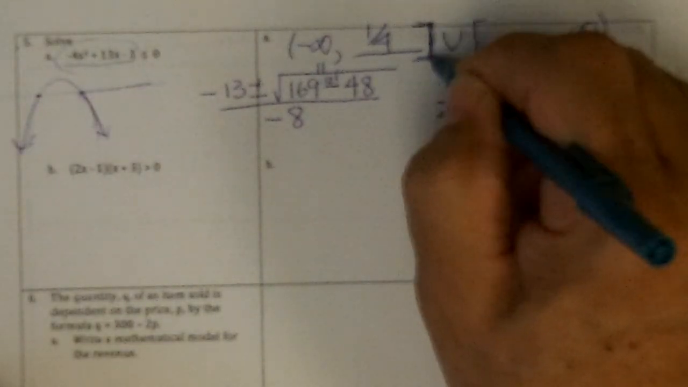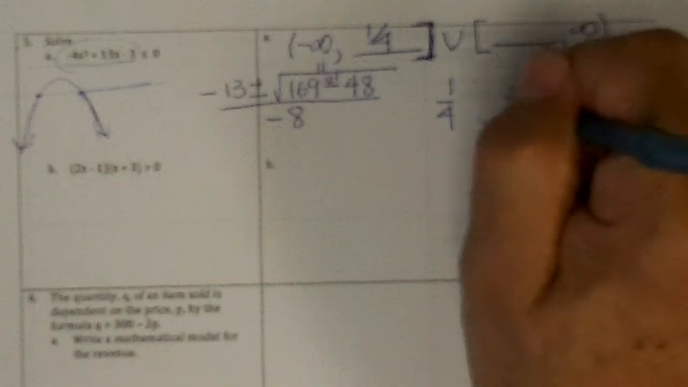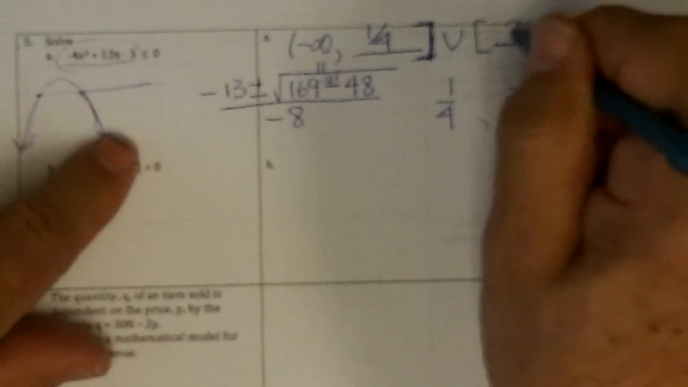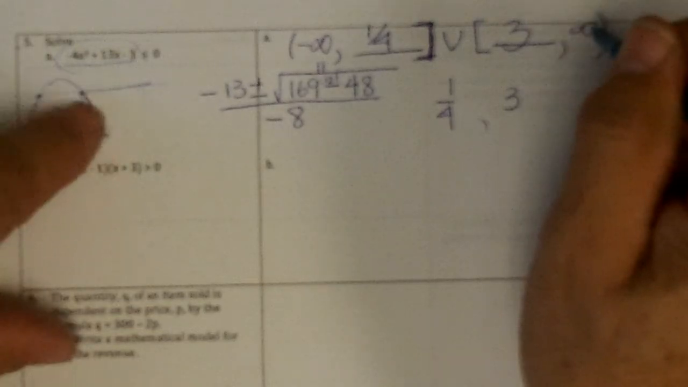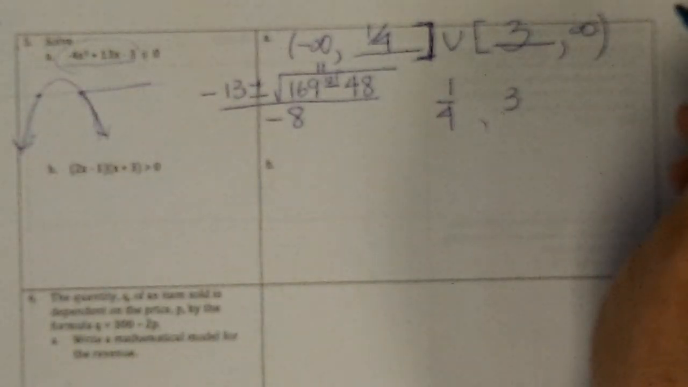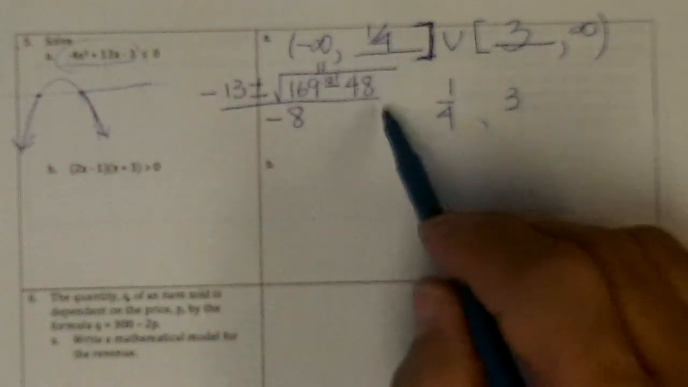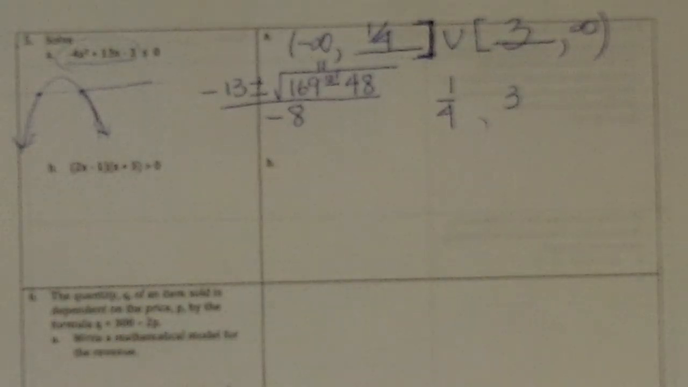Up to 1/4 would make it equal to 0. And then 3 would make it equal to 0. And anything above 3 would make it less than 0. And you can check that by putting some numbers above and below. Okay?